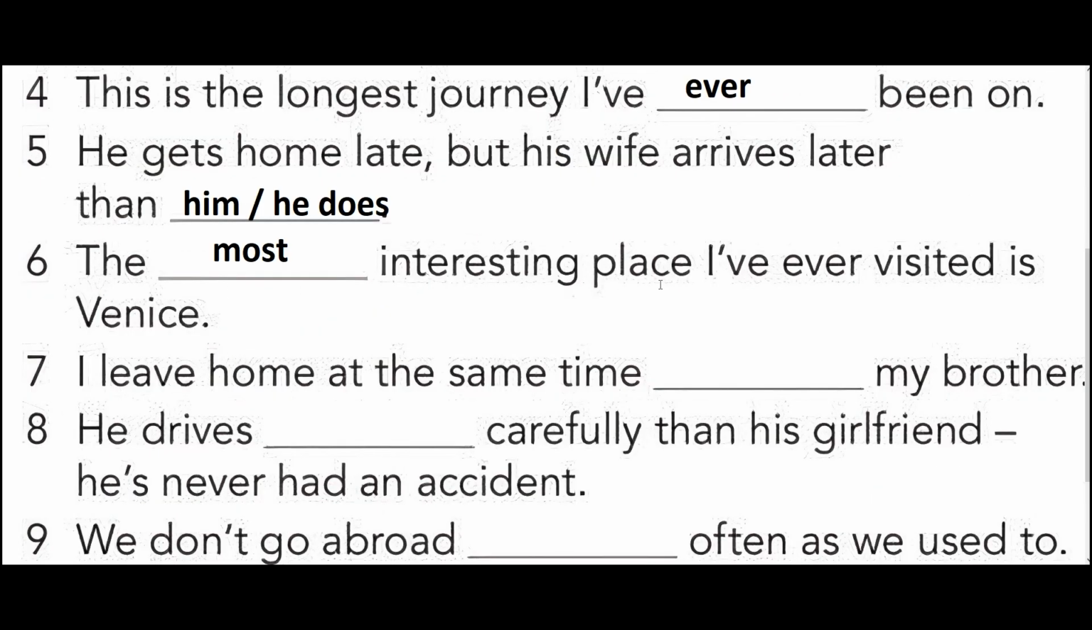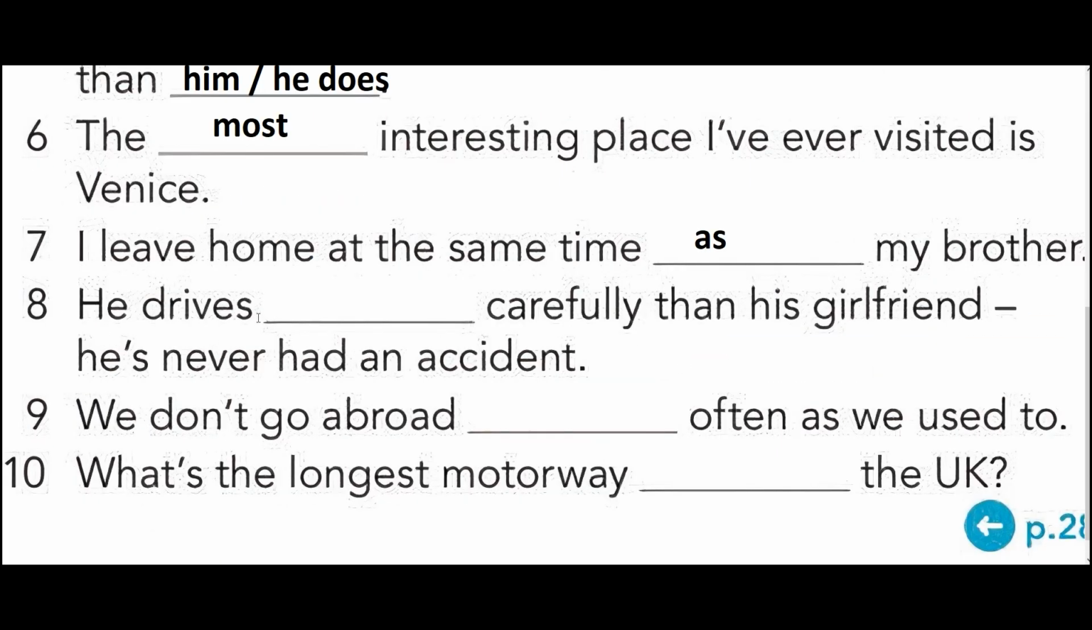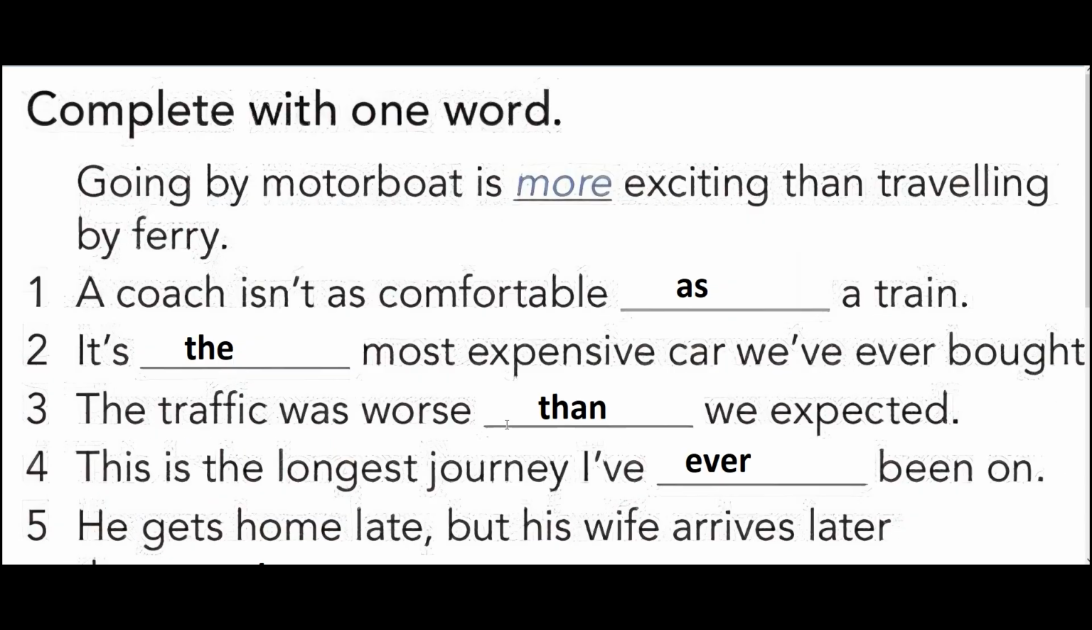The most interesting place I've ever visited is Venice. I leave home at the same time as my brother, the same as. He drives more carefully than his girlfriend. He's never had an accident. We don't go abroad as often as we used to. What's the longest motorway in the UK? That's all here, actually. Going by motorboat is more exciting than traveling by ferry.